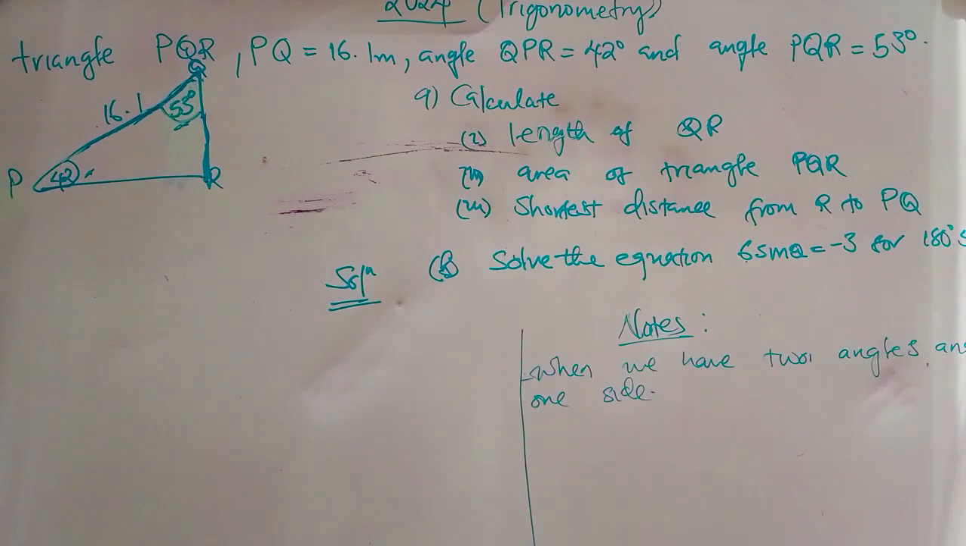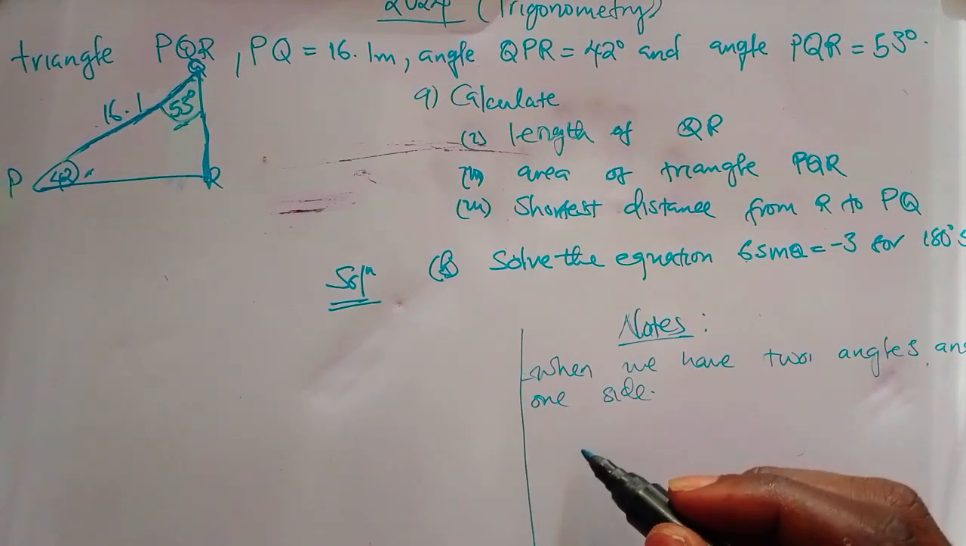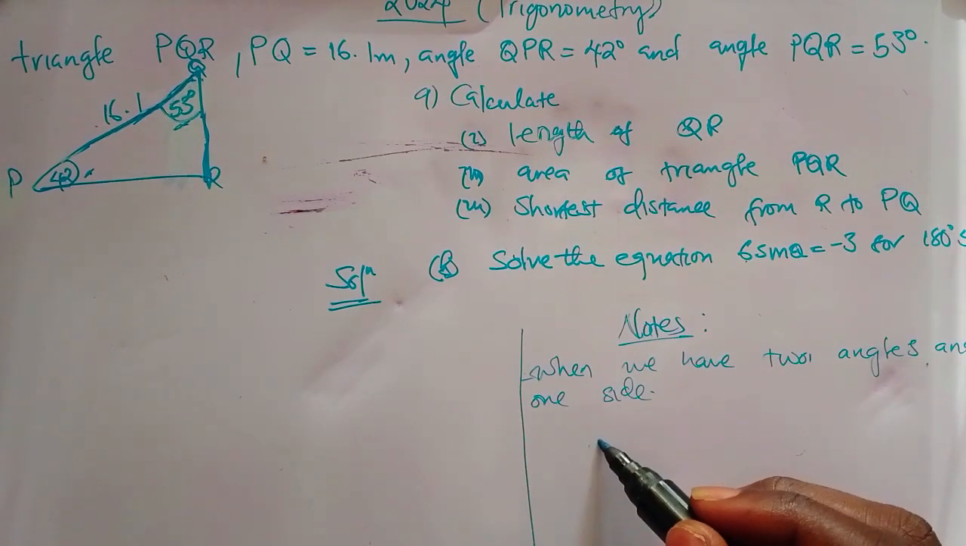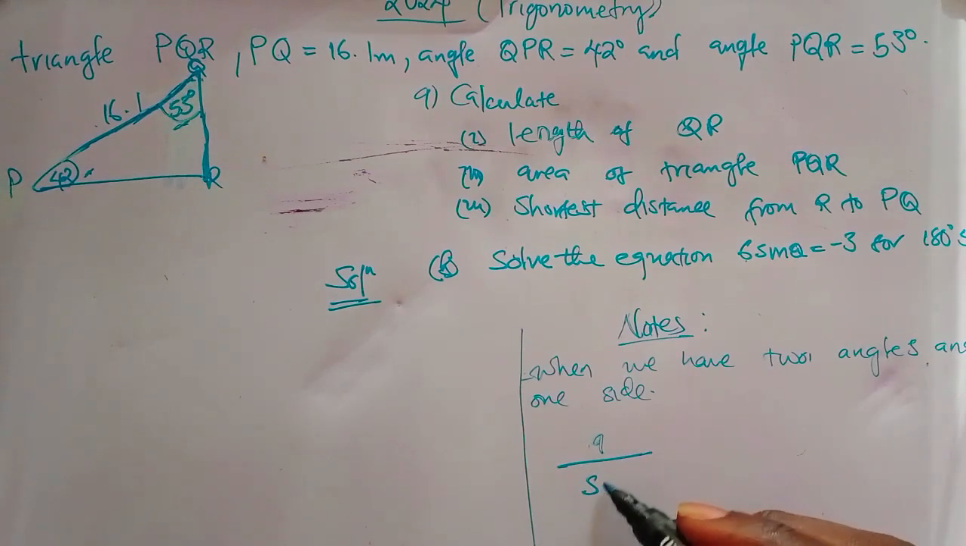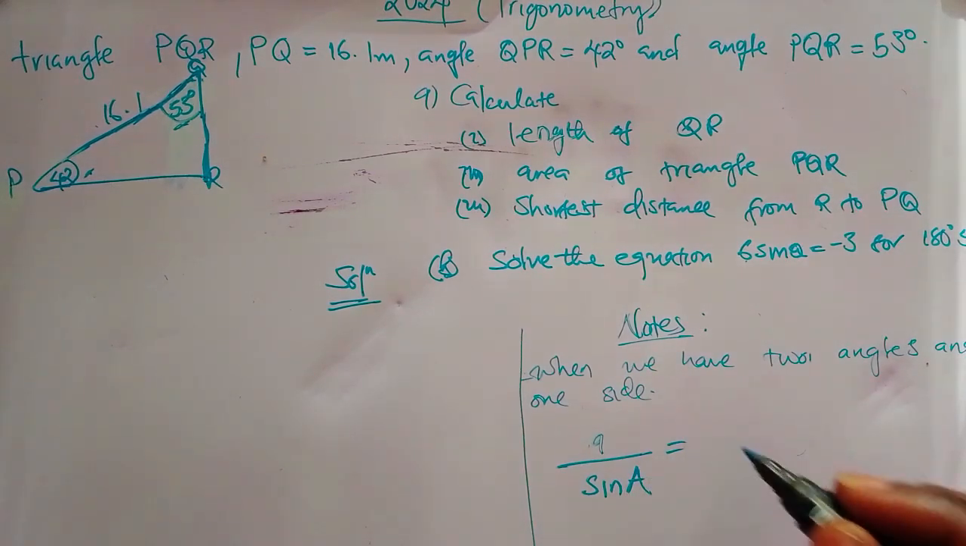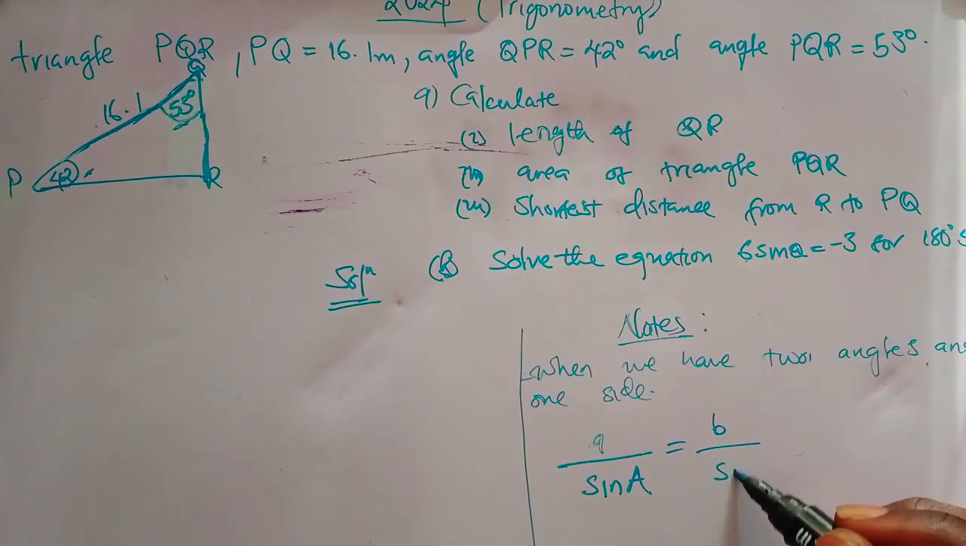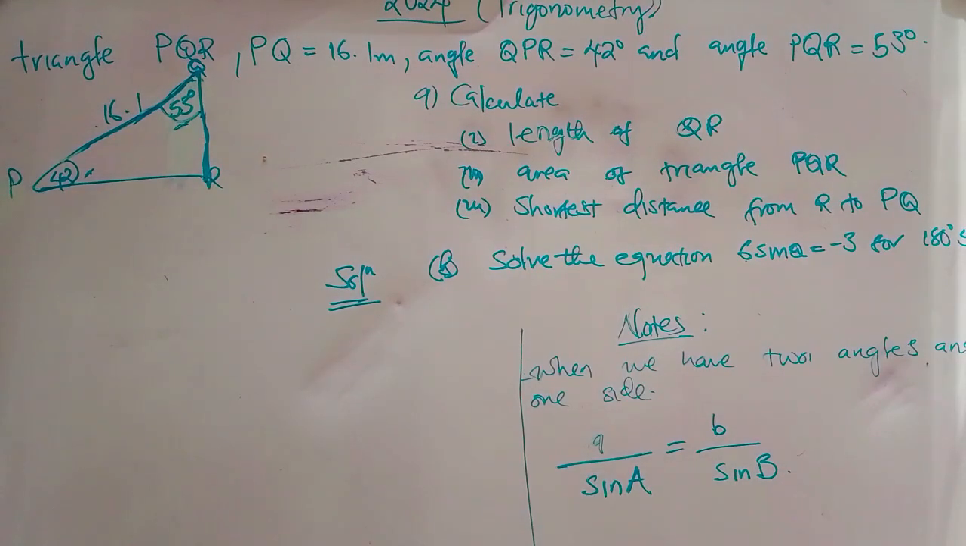So how does the formula for the sine rule look like? The formula for the sine rule looks like this. You have a over sine A, which is equal to b over sine B. Again, this formula is always found at the cover of your page. So what does this formula mean? As I showed you, the first step is to change the letters of the formula to match the what? The letters you have in the diagram.